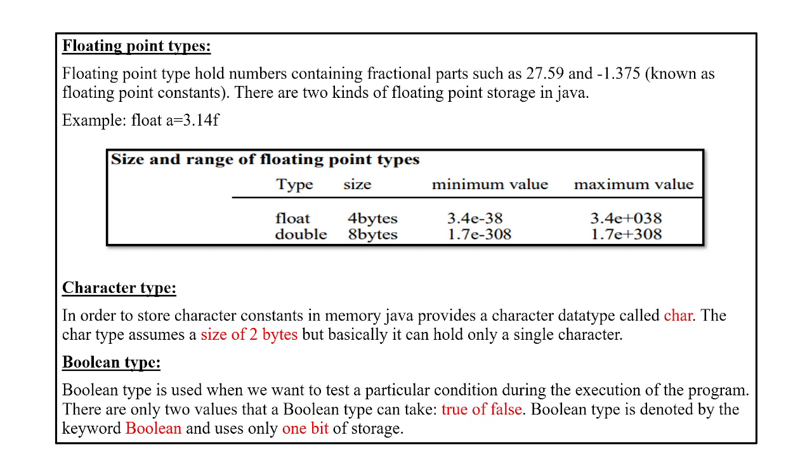For example, if you want to store a value like true or false, that is a Boolean type, so we need a Boolean data type. There is a data type in Java, that is boolean, which holds 1 bit of storage to represent true or false. Why? Because true represents 1, false represents 0, and it needs only 1 bit of storage.